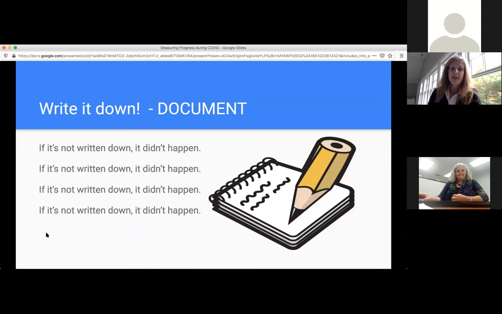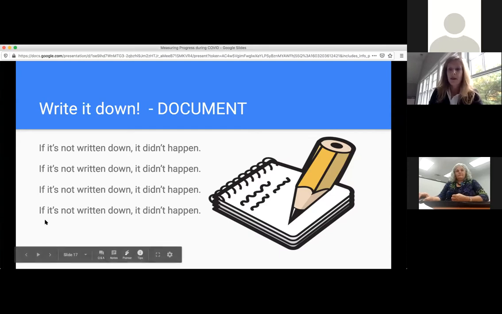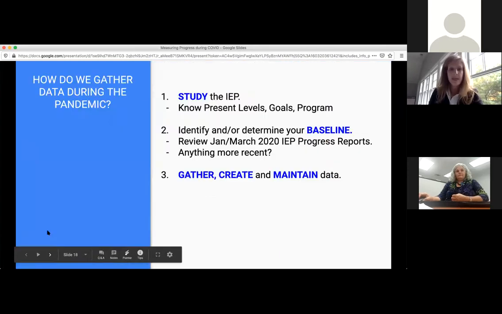This is a very common adage. If it's not written down, it didn't happen. You may have heard this countless times before. I simply can't emphasize this slide enough. Please, if you are seeing anything, observing anything, please, please, please write it down. Goes without saying, it's got to be written down. So let's jump in here. How do we gather data during the pandemic?